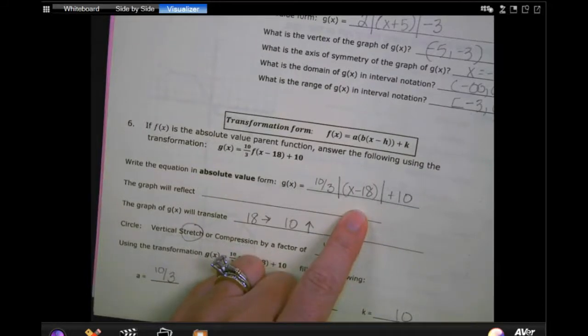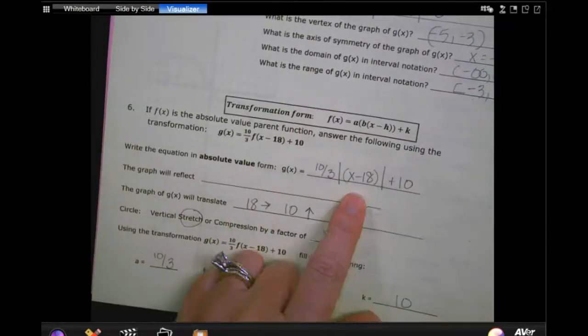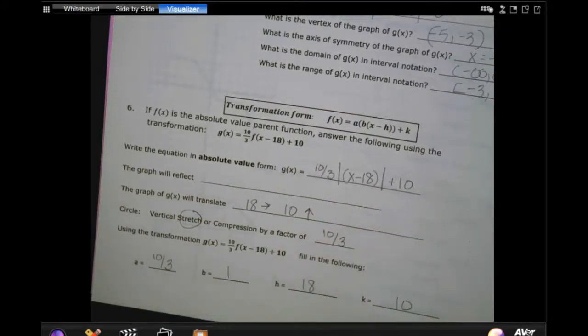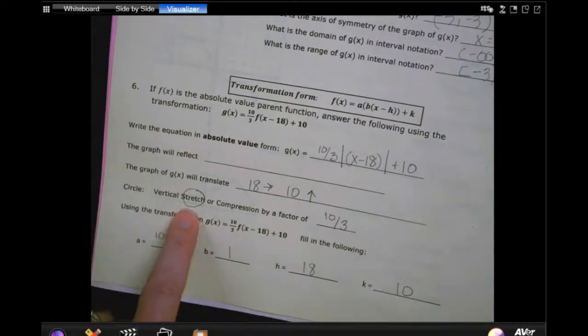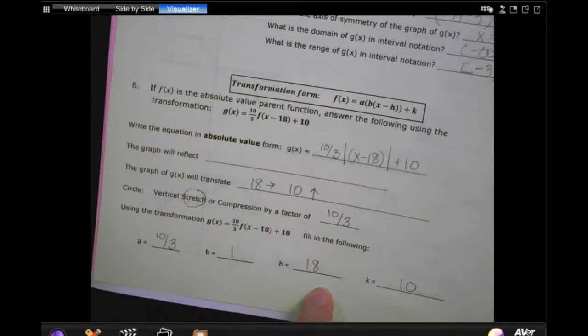After I substitute in the absolute value sign, the graph will reflect. Does this graph reflect? Because there's no negative. There's no negative. So the graph will translate. It'll go 18 to the right and 10 up. Why is this a stretch? It's bigger than, the 10/3 is bigger than 1, so it's a stretch. So my A is 10/3, my B is 1, 18, and 10.